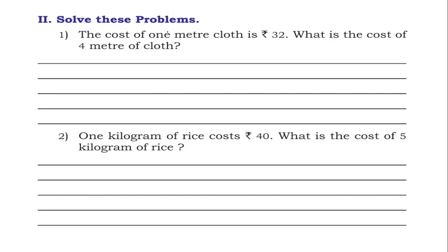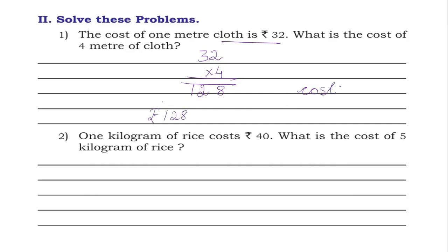These are statement based problems. First one: the cost of 1 meter of cloth is 32 rupees. What is the cost of 4 meters of cloth? 32 into 4 will give the required answer. 4 twos are 8. 4 threes are 12. The answer is, the cost of 4 meters of cloth is 128 rupees.